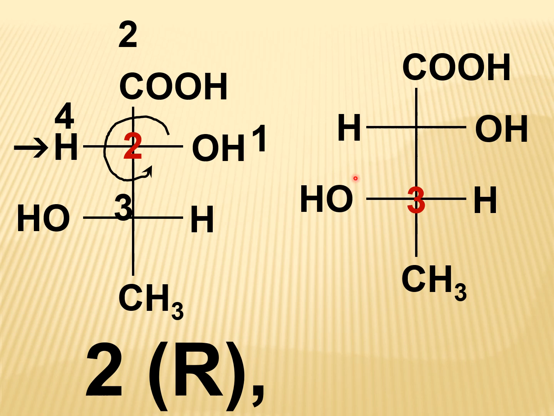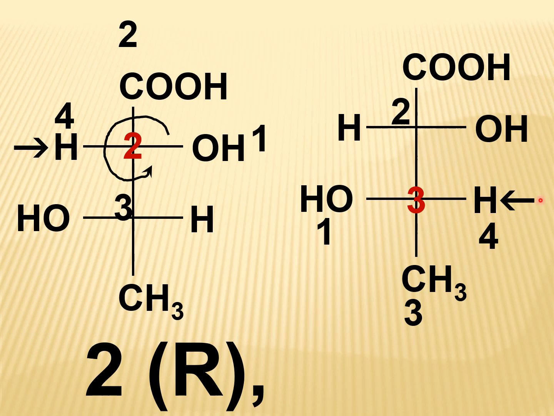Oxygen has more atomic number, so OH has priority 1. Now here there is a carbon, here there is a carbon. This carbon is connected to oxygen, carbon and hydrogen. Here this carbon is connected to 3 hydrogens. So total atomic number is more for this whole group, so this gets priority 2. CH3 has priority 3 and hydrogen has priority 4.